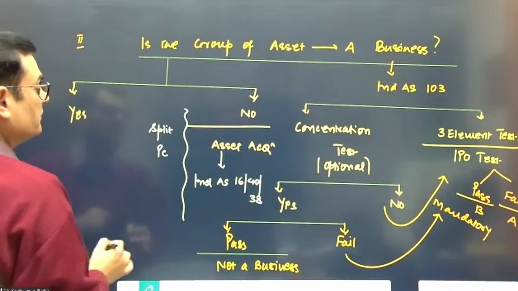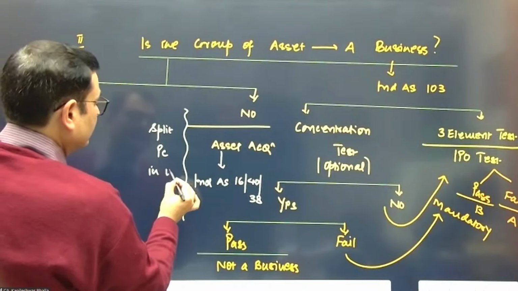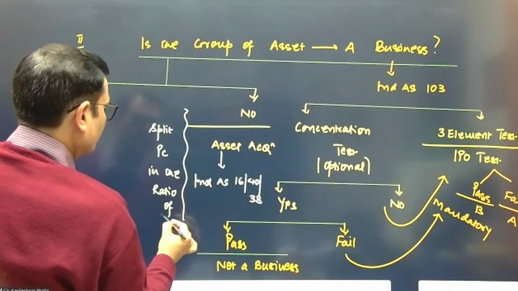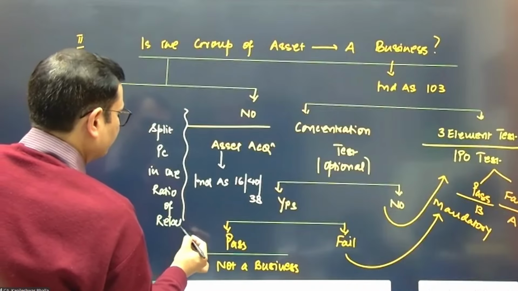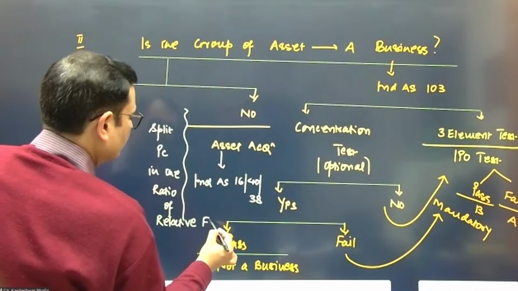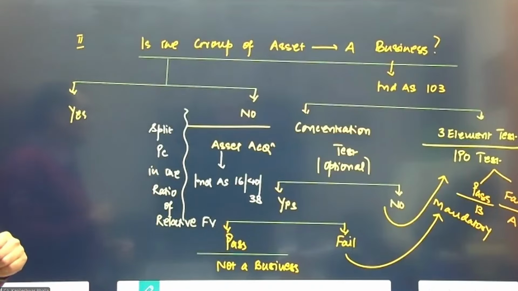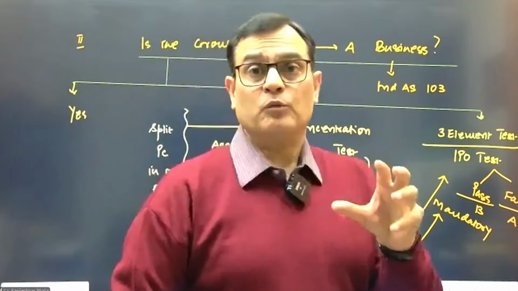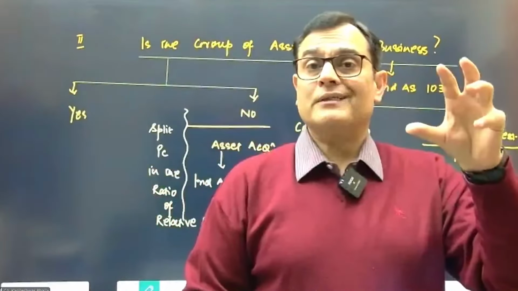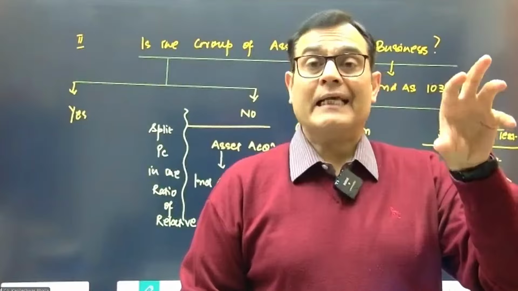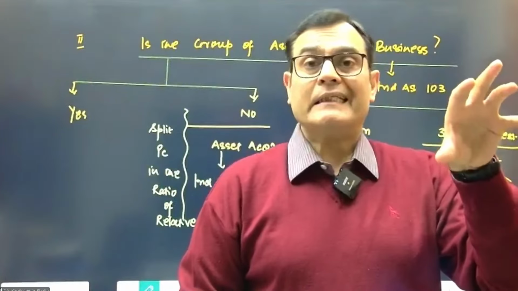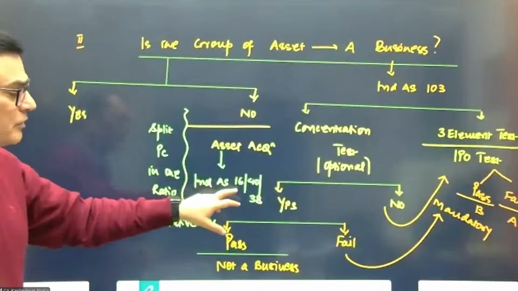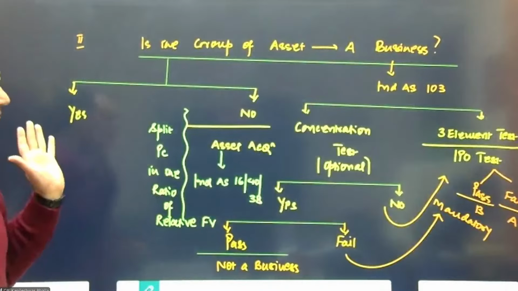You need to split the purchase consideration in the ratio of, you can say, relative fair values of all these assets. Because it's a group of assets, but it's not a business. So the first thing you need to do is the total consideration paid is allocated to the various assets in the ratio of relative fair values, and then the relevant standards on the individual assets would trigger.